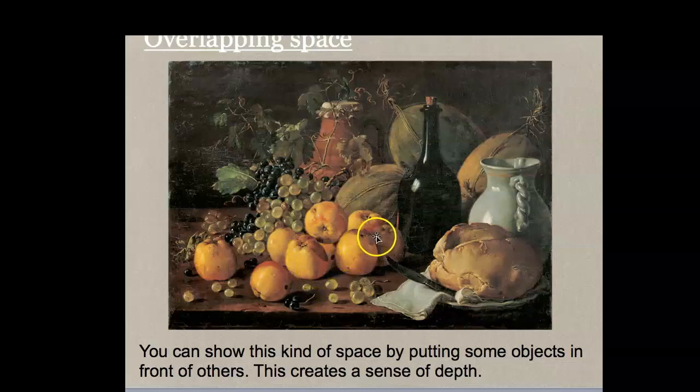And then here, overlapping. The bread is clearly in front of the vase, or the water jug. The bottle is in front of these melons. So you can see that overlapping effect. And I just want to point something else out here really quick, as I just mentioned it. As objects go further away, they get higher in the picture plane, right? Something to do with linear perspective. We'll talk about that again later on.